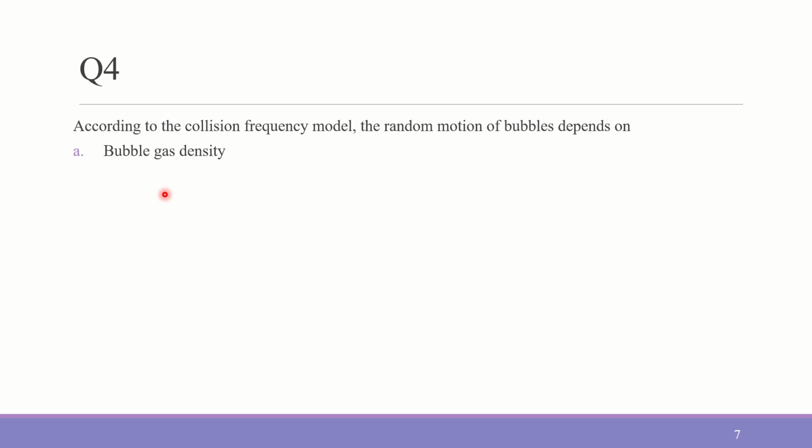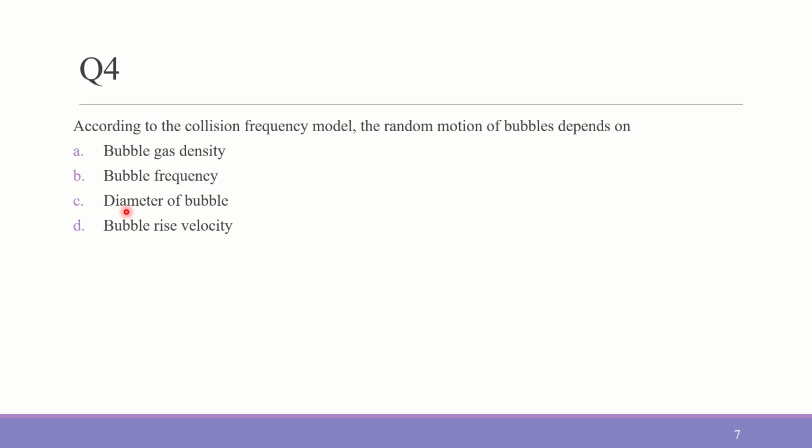Now let us move on to question 4. In question 4, it is given that according to the collision frequency model, the random motion of bubble depends on dash. Option A, bubble gas density. Option B, bubble frequency. Option C, diameter of bubble. Option D, bubble rise velocity.